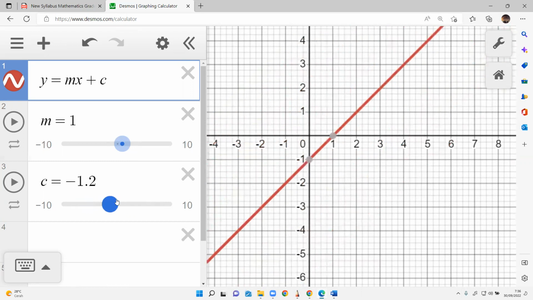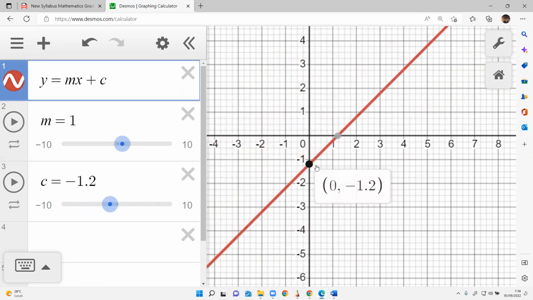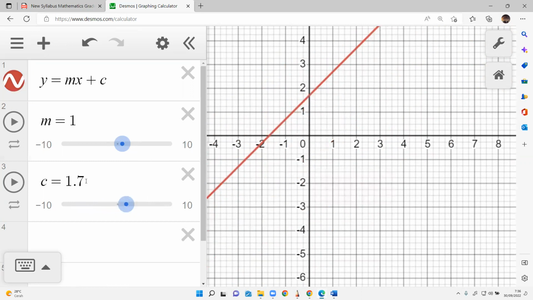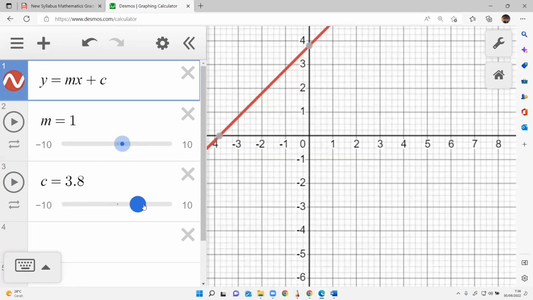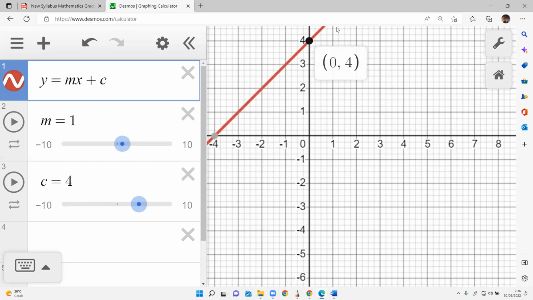What is the difference? Only on the y-intercept. If C is -1.2. If C is 1.7, the y-axis intercept is 1.7 also. If it is 4, see, simple, right? Any questions so far? So you know that the M is the gradient and the C is the y-axis intercept. Okay, guys, let's see.